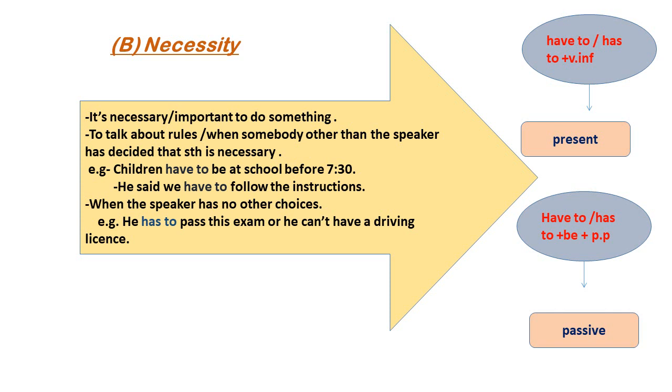Like I say, children have to be at school before 7:30. It's a school rule. He said we have to follow the instructions. Someone else ordered him to do that. When the speaker has no other choices, we use have to or has to. He has to pass this driving exam or he can't have a driving license.